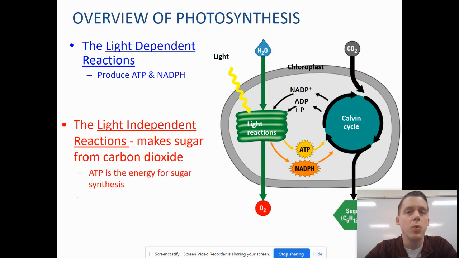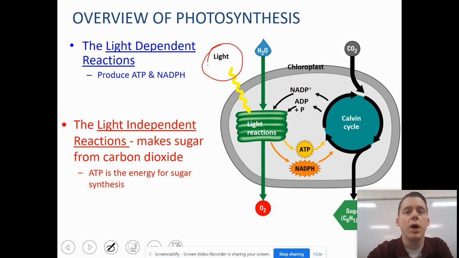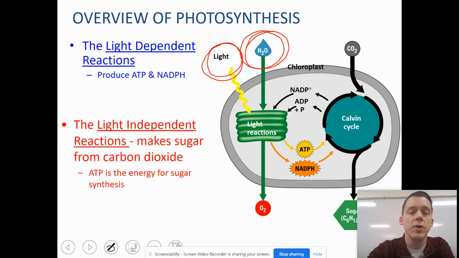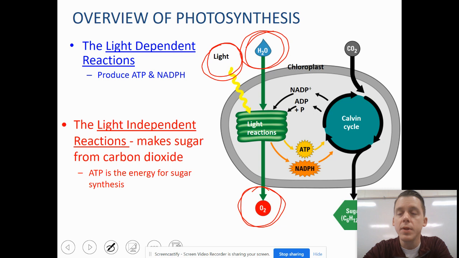Okay. So what do you need to know? You should know the inputs and the outputs for each part of photosynthesis. So the light-dependent reactions require light, and they require water. All right. And what's going to happen is the light reactions are, as a result, going to make oxygen. Oxygen is a byproduct. But the important part of the light reactions is that they will make these two things. They will make ATP and NADPH.